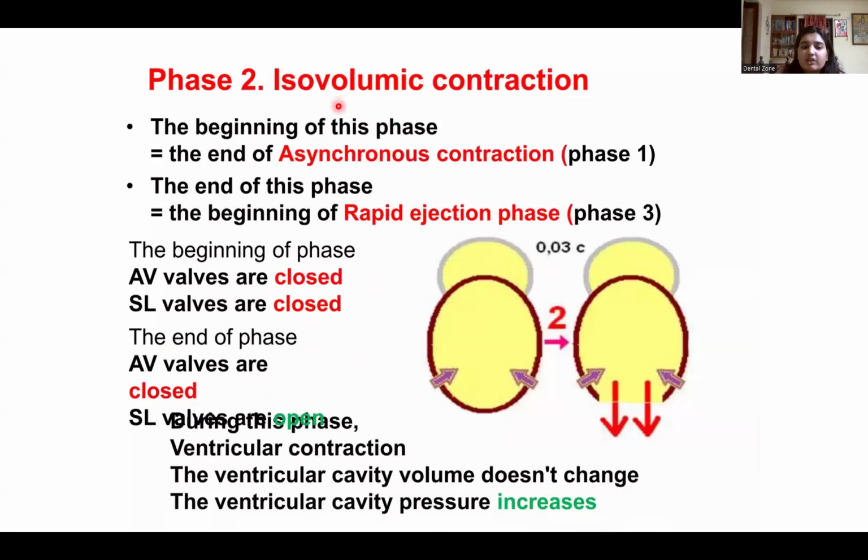In the isovolumic phase, what happens is there will be ventricular contraction. The cavity volume will not change, but the cavity pressure will increase. Now, what happened in phase 1 was the AV valves were open in the beginning and the AV valves were closed in the ending. What will happen in phase 2 is the semilunar valves will remain closed in the beginning, but the semilunar valves will open up in the ending. Why? Because the ventricular cavity pressure has increased.